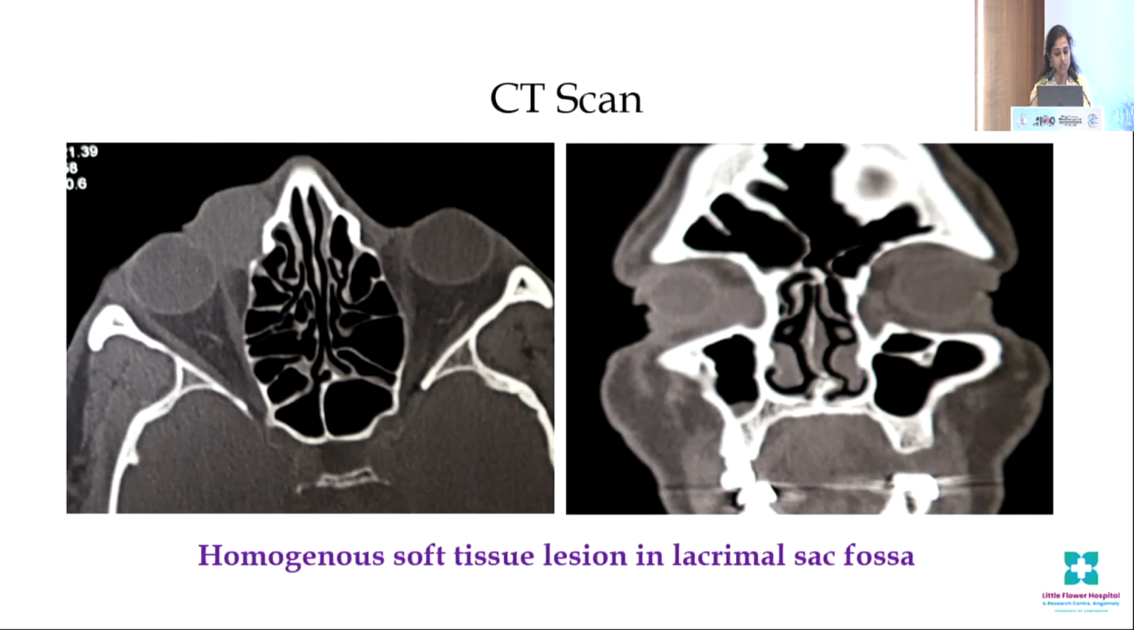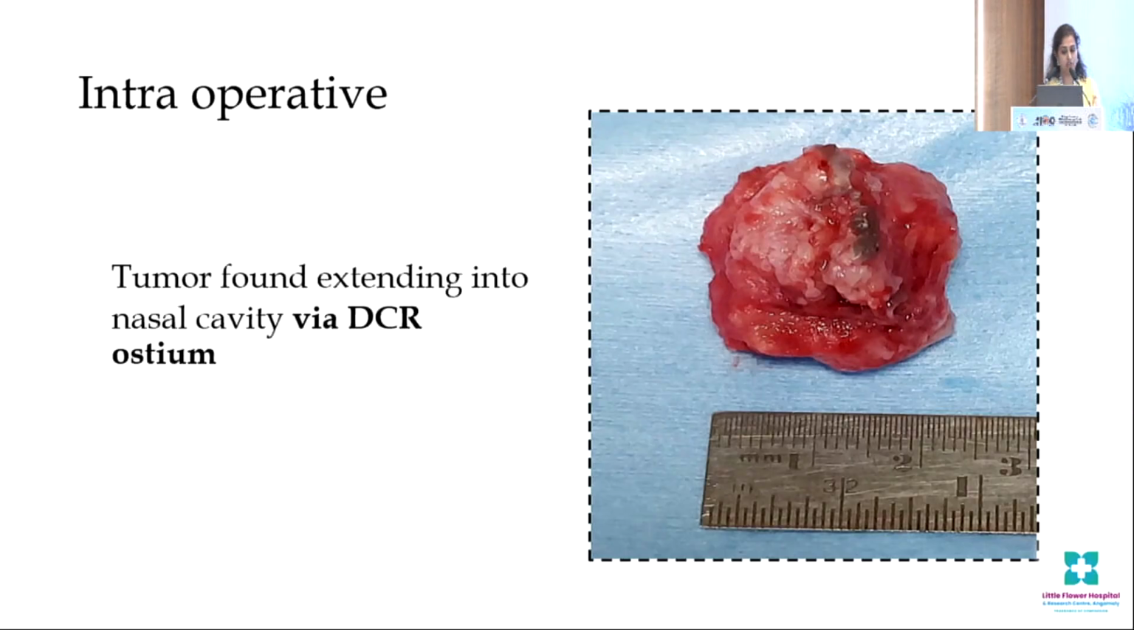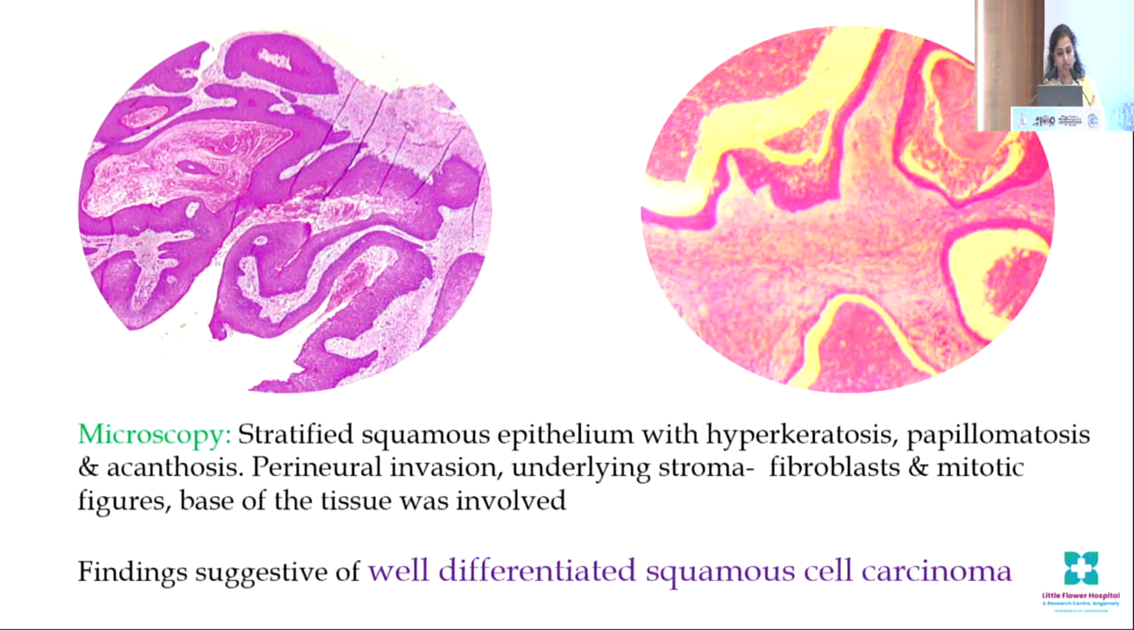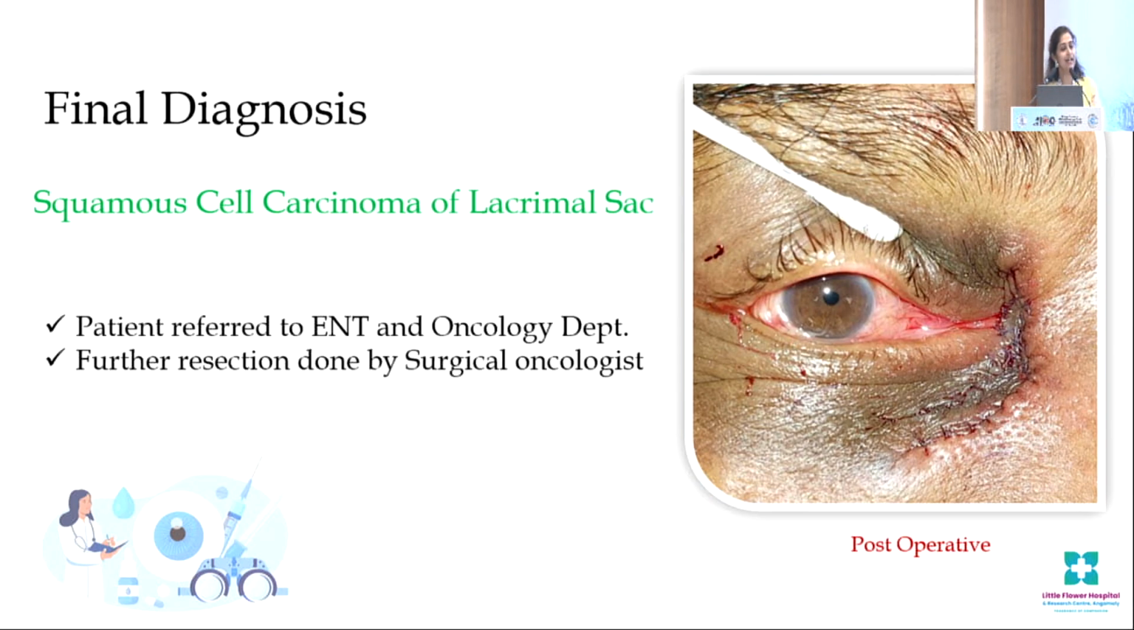CT scan showed a homogeneous soft tissue lesion with minimal bony excavation. So with the history of papilloma and the CT finding, we decided to go ahead with right lacrimal sac mass excisional biopsy. However, during the intraoperative period, we found the tumor to be extending into the nasal cavity via the DCR ostium made by the previous surgery. So the mass was sent for histopathology, and the findings were suggestive of well-differentiated squamous cell carcinoma. The final diagnosis was squamous cell carcinoma of lacrimal sac, and the patient was referred to the ENT and oncology department, and further resection was done by the surgical oncologist.